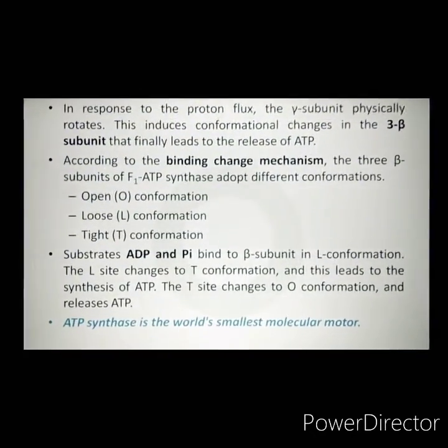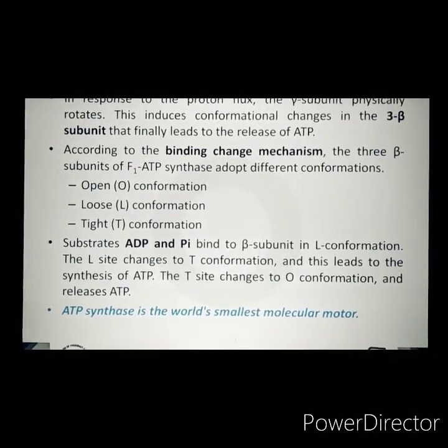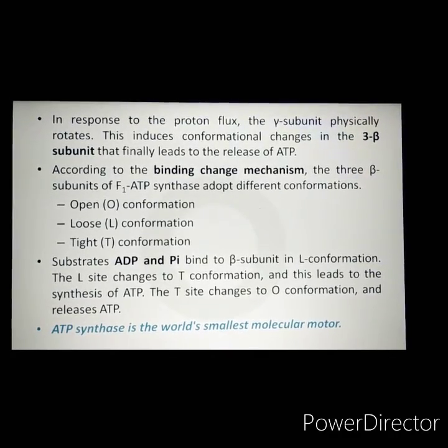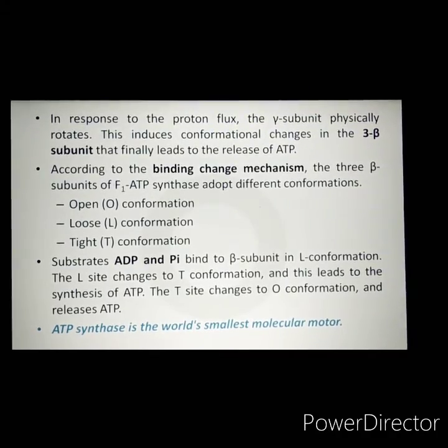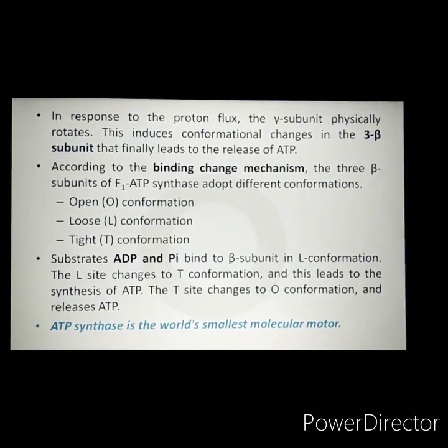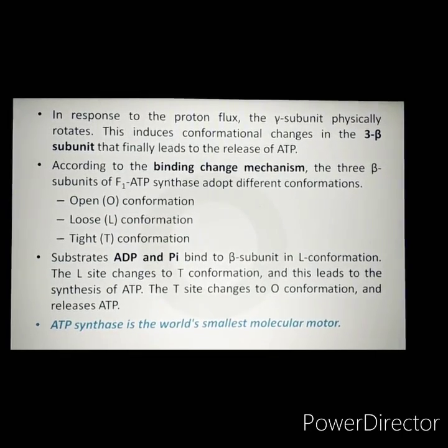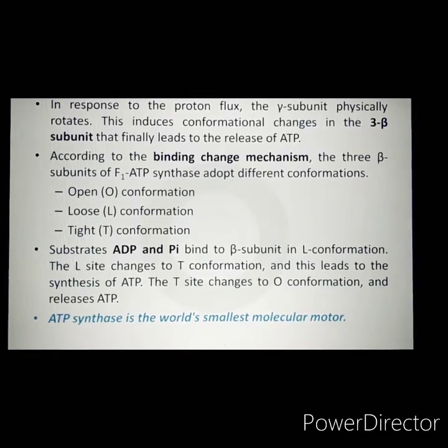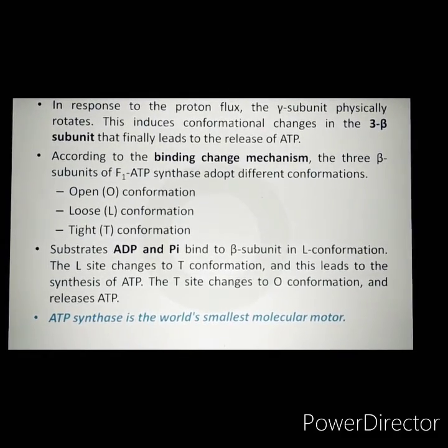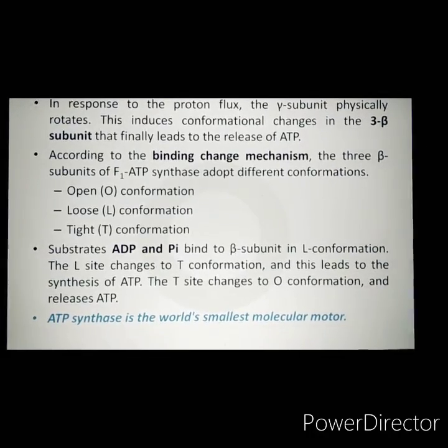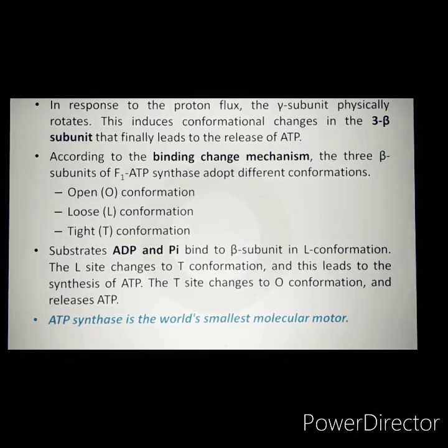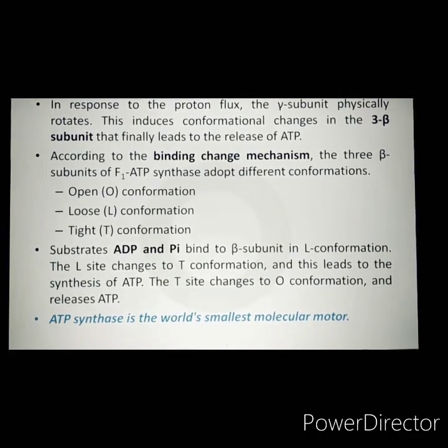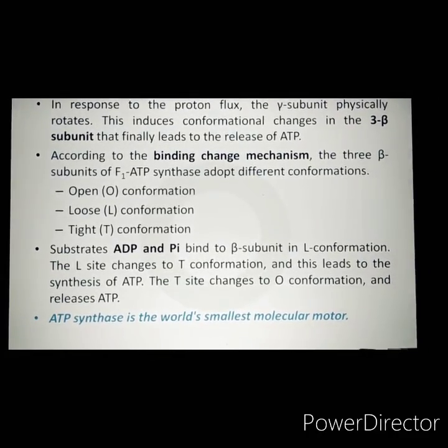Now when protons try to move from the intermembrane space into the matrix, they can only move through ATP synthase because the inner membrane is impermeable. So during movement through the ATP synthase, there is a conformational change in the beta subunit. The point to be noted is that only the beta subunit conformation changes, while the gamma and alpha subunit conformations remain the same, because beta subunits consist of the sites that are responsible for conversion of ADP to ATP. This is the reason why only beta subunits undergo conformational change.